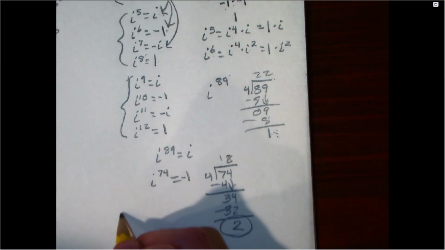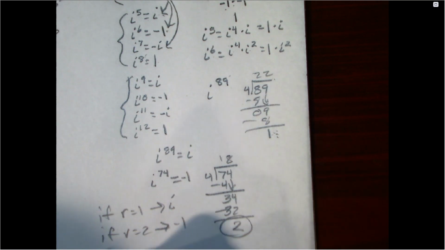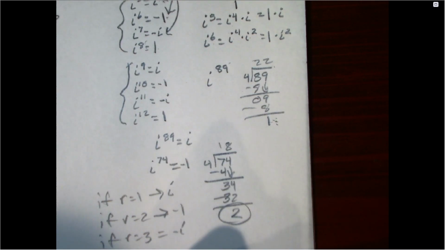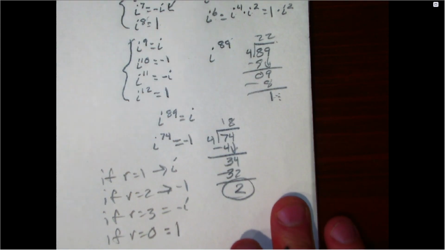Again, if the remainder is 1, then the answer to the problem is that it's going to be i. If the remainder is 2, then your answer is going to be -1. If your remainder is 3, then it's going to be -i. And if you don't have a remainder, if the remainder is 0, then the answer is 1. And that is it for that.